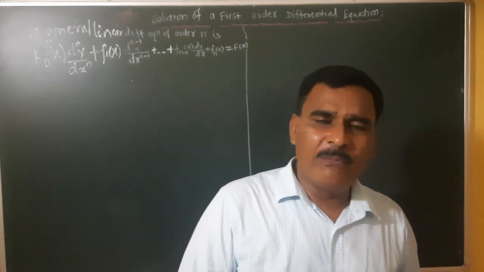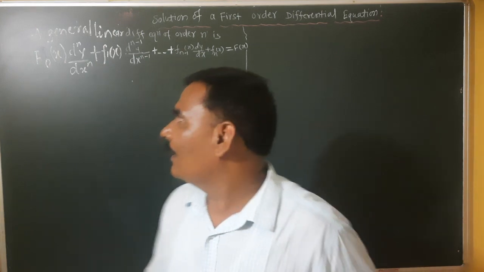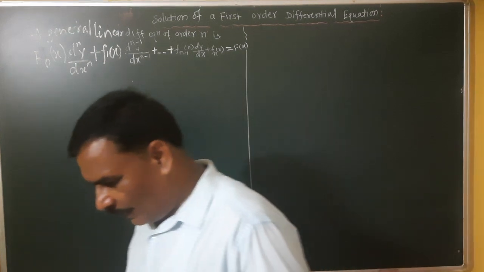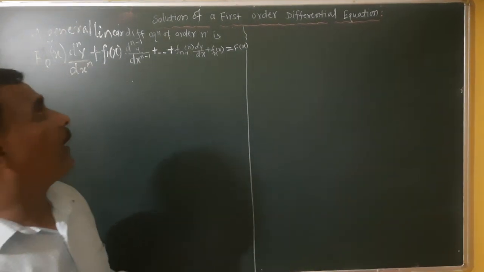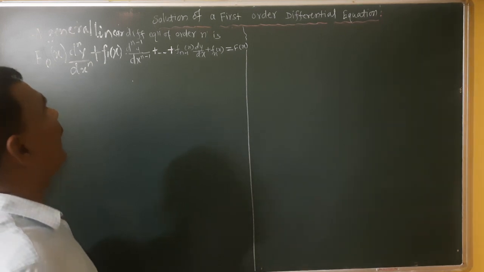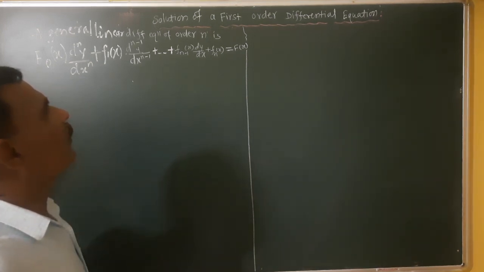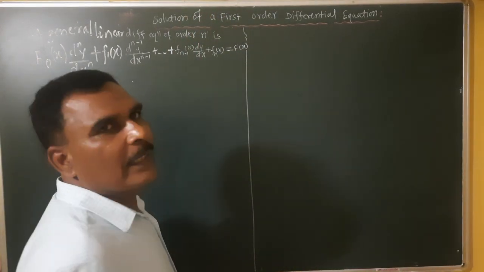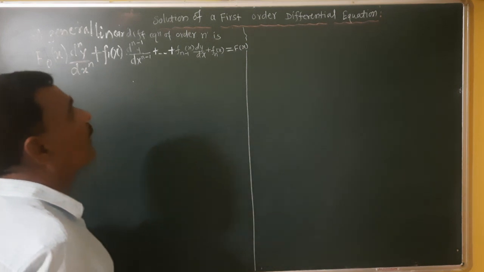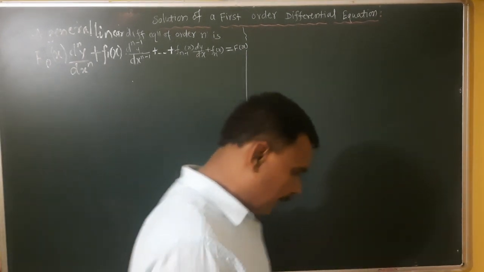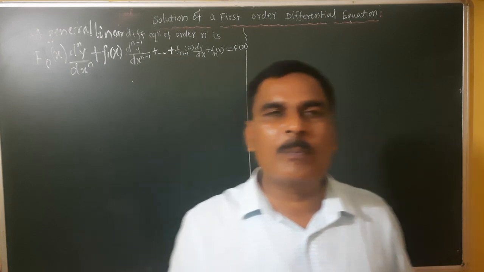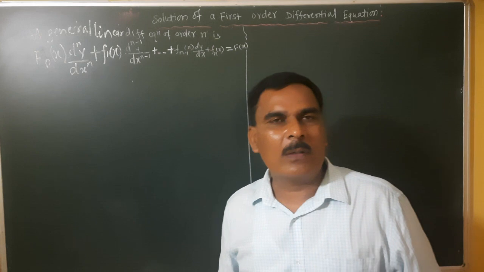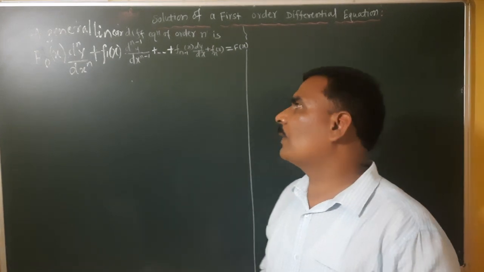Today we are going to study a very important article in the second year BSc mathematical physics paper, that is the solution of a first order differential equation. Generally, in the last period we studied the order and degree of a differential equation. The highest derivative is considered for finding the order and degree of the differential equation.